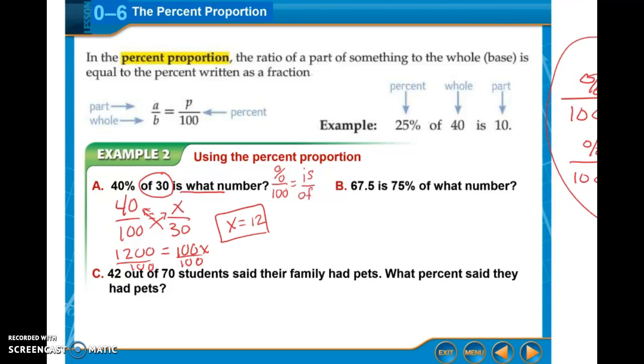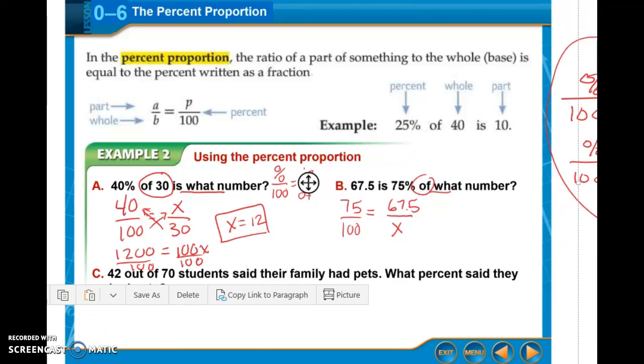Okay, on B, 67.5 is 75% of what number? Do the same thing. 75 over 100 is the fraction form of 75%. Then 67.5. We have to decide is that is or of. Well, they're asking of what number. So the of portion of this one is going to be x. And then the is portion is going to be 67.5. So again, you cross multiply and divide. I'm not going to finish this one just so I can make sure and fit everything on this video. But you would cross multiply and then you would divide again.